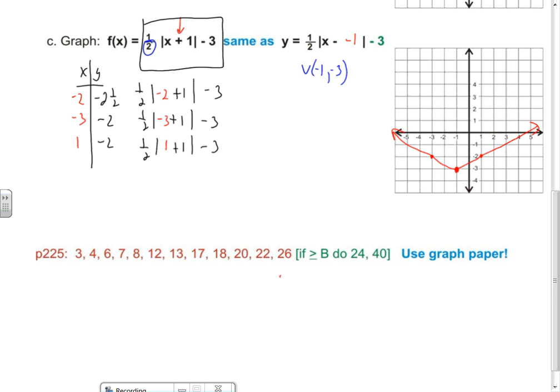Notice this V is not as steep, right? Because instead of our slope being a 1, it's now a half. And half is less than 1, so it's less steep. Amazing. Remarkable. Stupendous. Wasn't that a fun lesson? I had fun. All right.